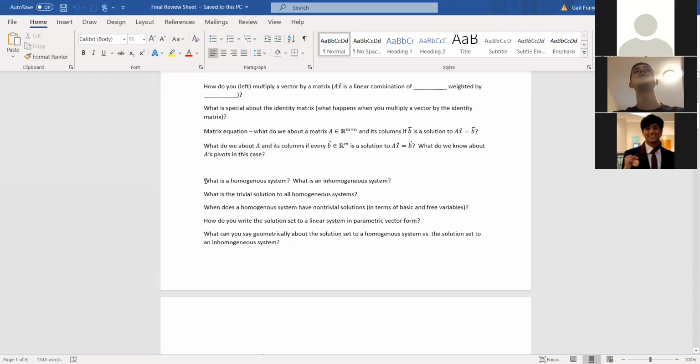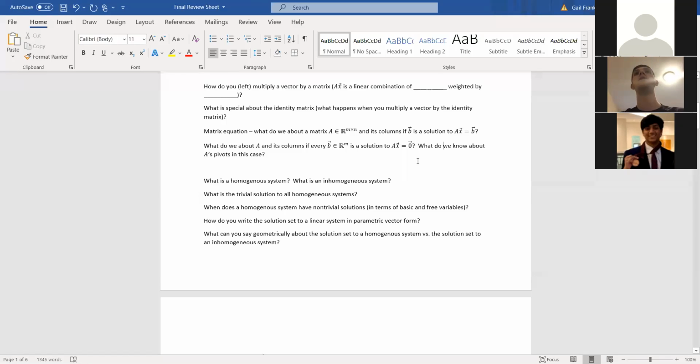What is a homogeneous system? A homogeneous system is any Ax equals 0. So instead of having a b like here, you have a 0. An inhomogeneous system is just your ordinary Ax equals b, where b is not the 0 vector. The special thing about Ax equals 0 is that it has a trivial solution, the 0 vector. If x is 0, it doesn't matter what A is, Ax will always be 0, because if you multiply a matrix by the 0 vector, it'll give you 0.